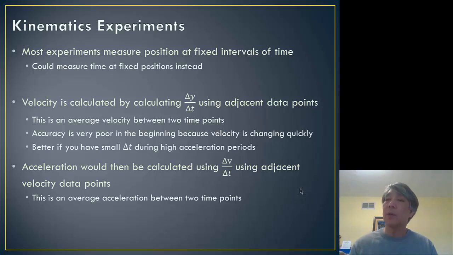Remember, that's also something we get from calculus. As delta t approaches 0, it becomes the true derivative. Acceleration I can calculate using delta v over delta t, again using adjacent velocity data points, but again only an average acceleration. So you do need to be a little bit careful about that. If my acceleration is constant, I can use the standard four formulas that we've always used to calculate a better value for acceleration, as long as my acceleration is constant.